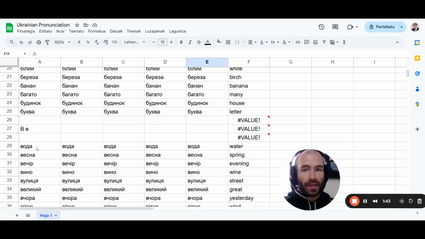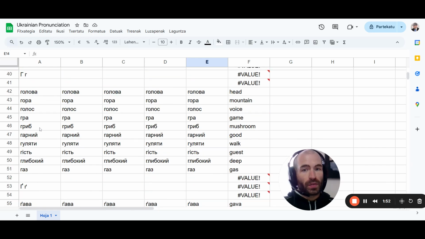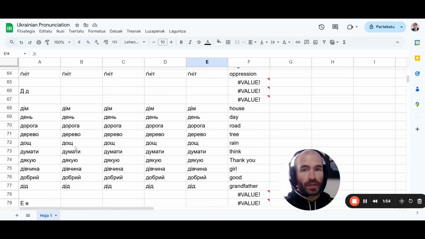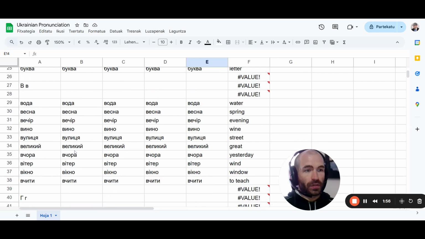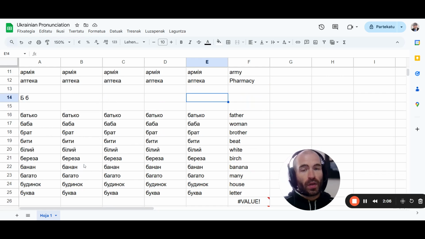This is the ve, voda, voda, vesna, vesna, and we do this with the whole alphabet. And this is not perfect by any means because it's an AI voice and it will not sound exactly like a native speaker, but it's enough to learn the basics of how the alphabet works. So you learn to recognize the different characters.